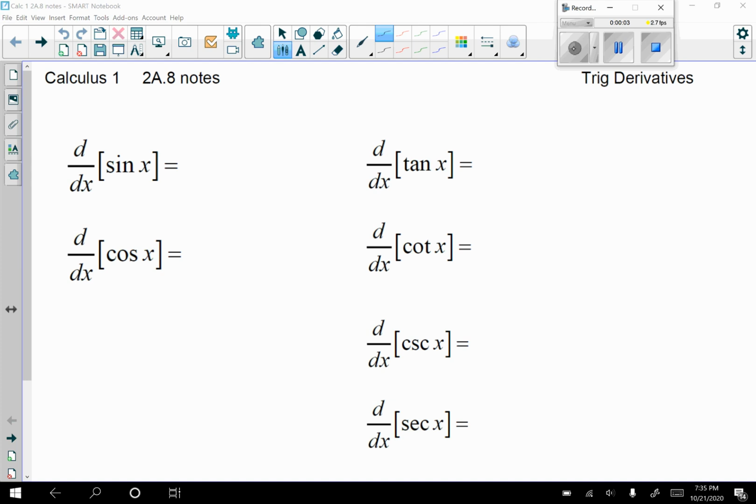Hello again, Calculus. This is the last of our trig rules notes for 2A. Last of our derivative rules, all trig derivatives. So we've done a few of these already. Let's get the others and see how they work inside all of our other rules with products and quotients and chain rules and everything else.